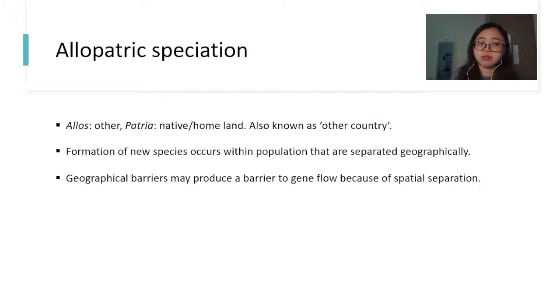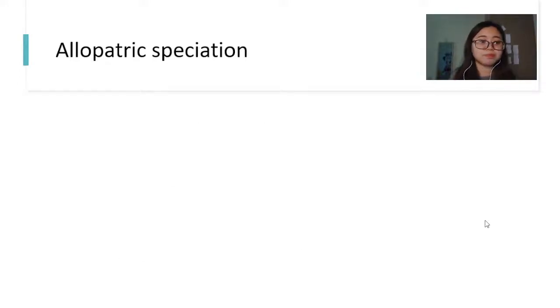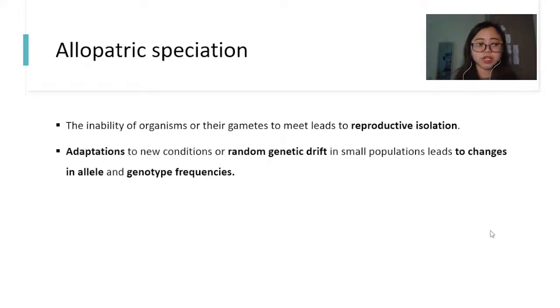Geographical barriers may produce a barrier to gene flow because of spatial separation. Spatial separation could be because of the formation of mountain ranges. It could be because they are separated by oceans or by rivers. So there are many types of geographical barriers. What is important is that they are separated and cannot meet. In allopatric speciation, organisms or their gametes are unable to meet, thus leading to reproductive isolation.